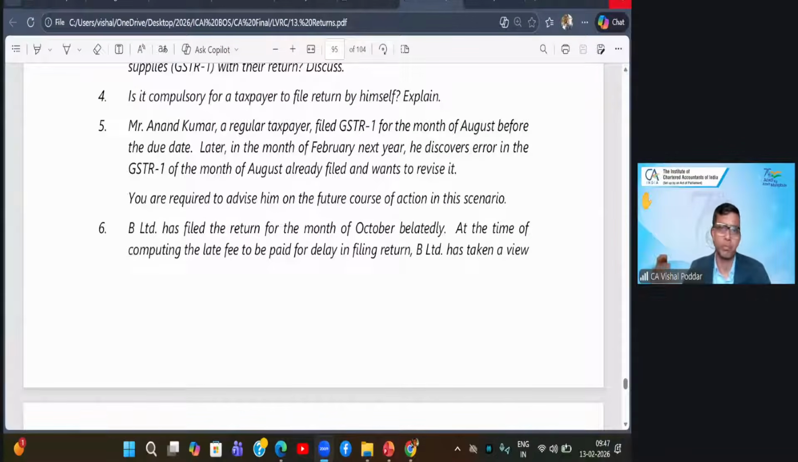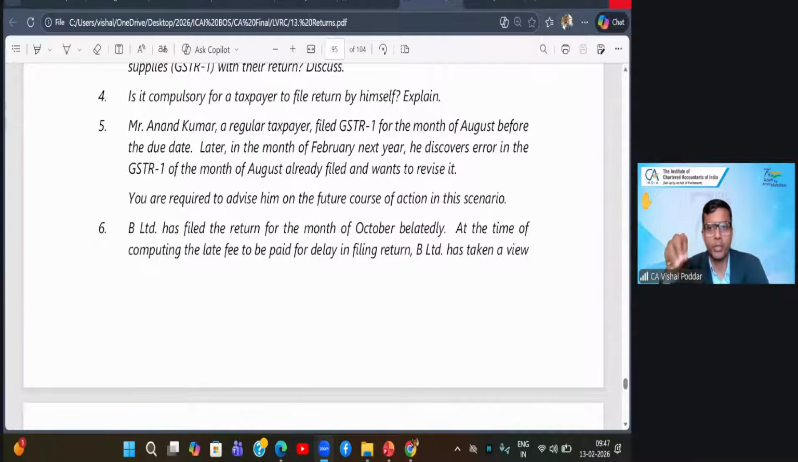Yes. Can I revise August month's returns to correct the mistake? Students, through GSTR 1A we can? No. See, but 1A also has a very limited application. 1A is correction in the same month, firstly. Secondly, it is for correction of mistake in GSTR 1.